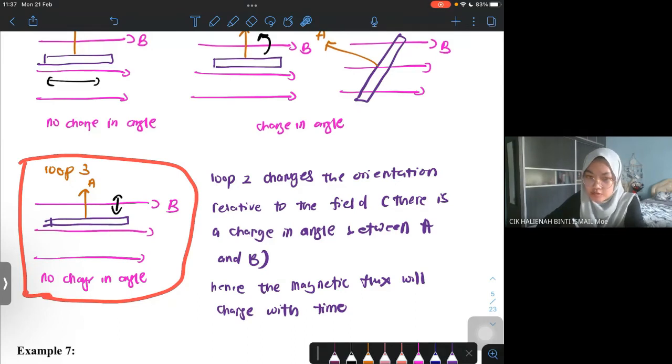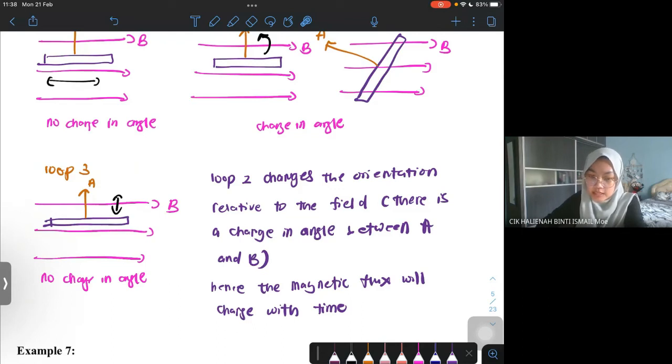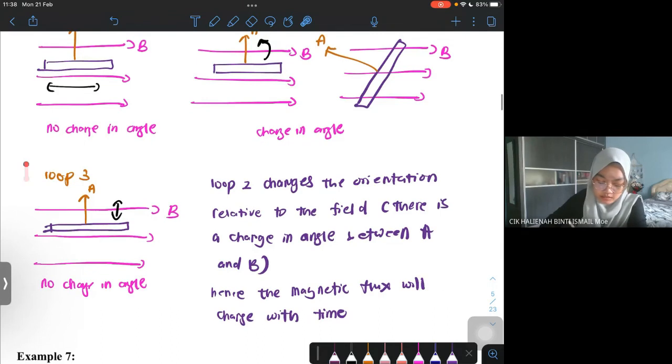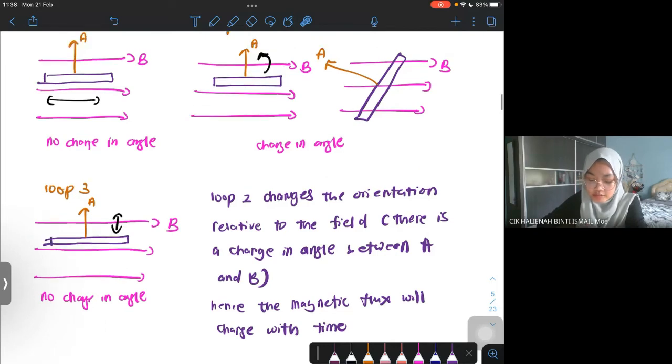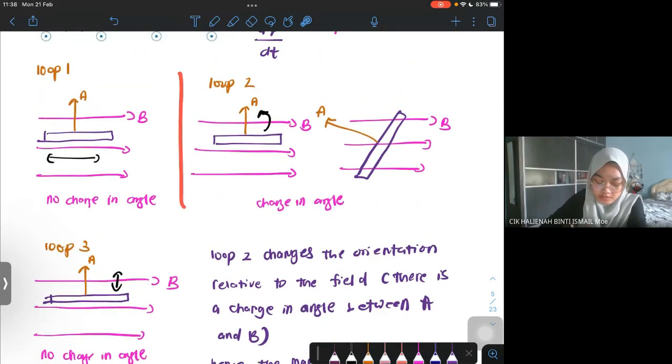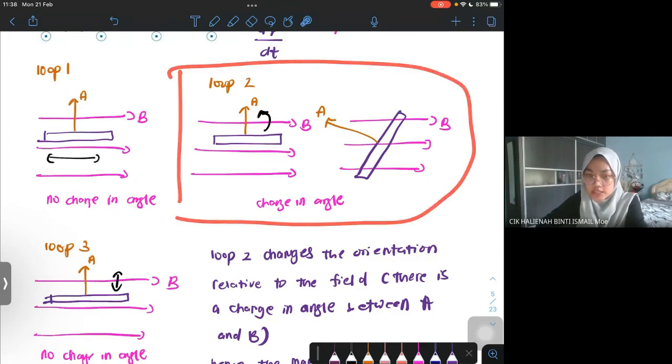But as far as I know, there must be a change in angle first, so that there is a change in magnetic flux. Sebab dalam case ni, kita ada uniform magnetic field, right? But let me KIV this one first, and then I will get back to you in our next class. Okay? So for now, yang confirm, loop 2, loop 1 memang tiada. Loop 2 akan ada. Okay, akan ada perubahan.